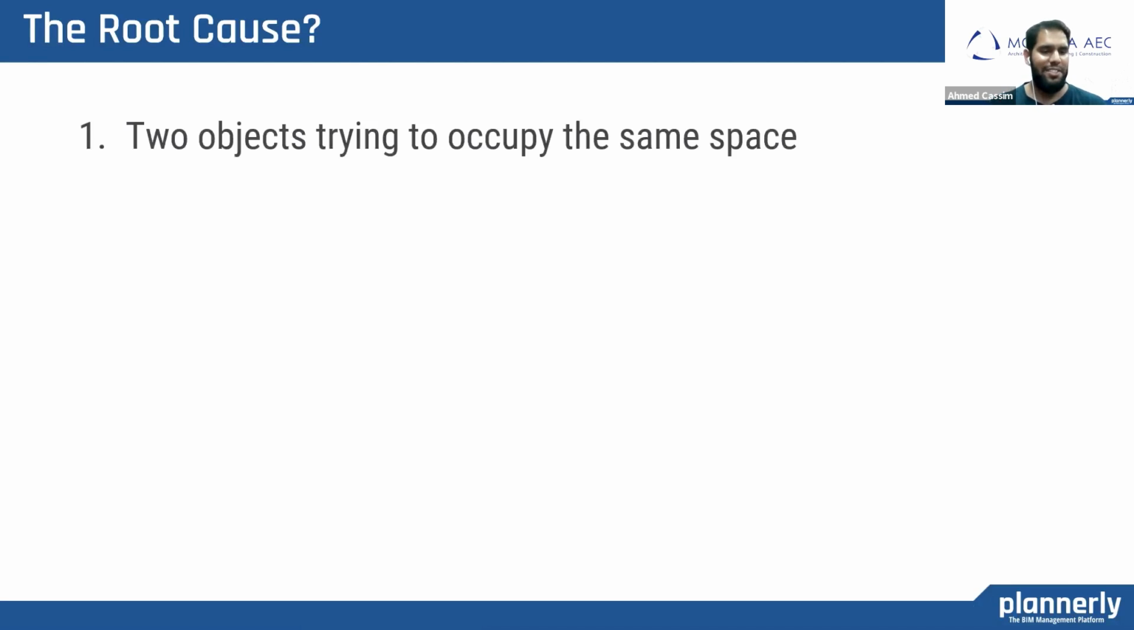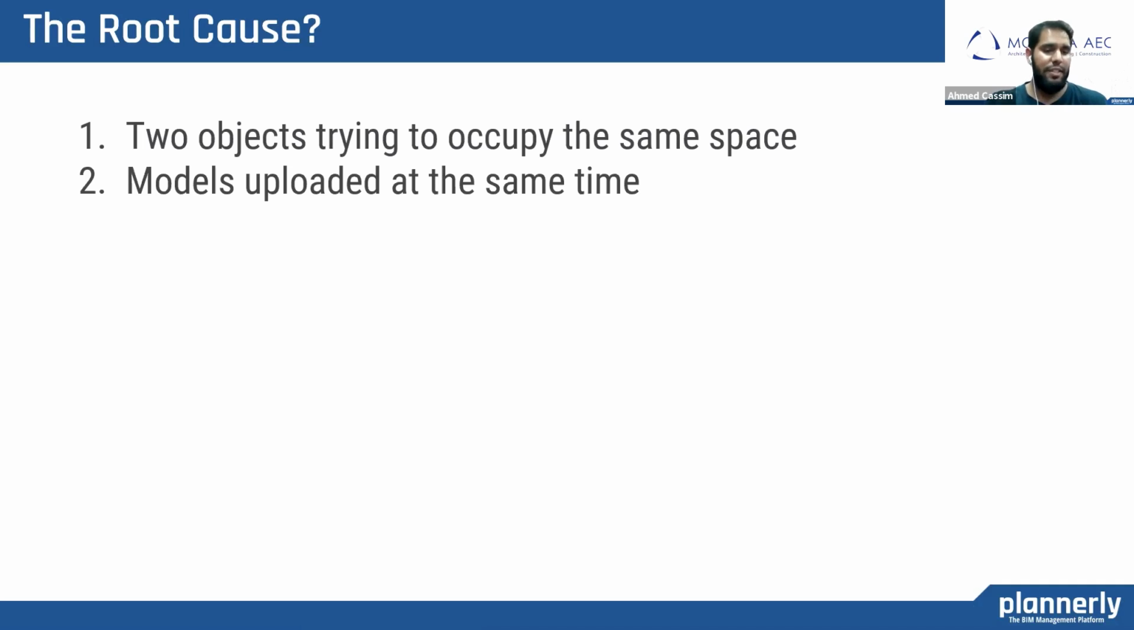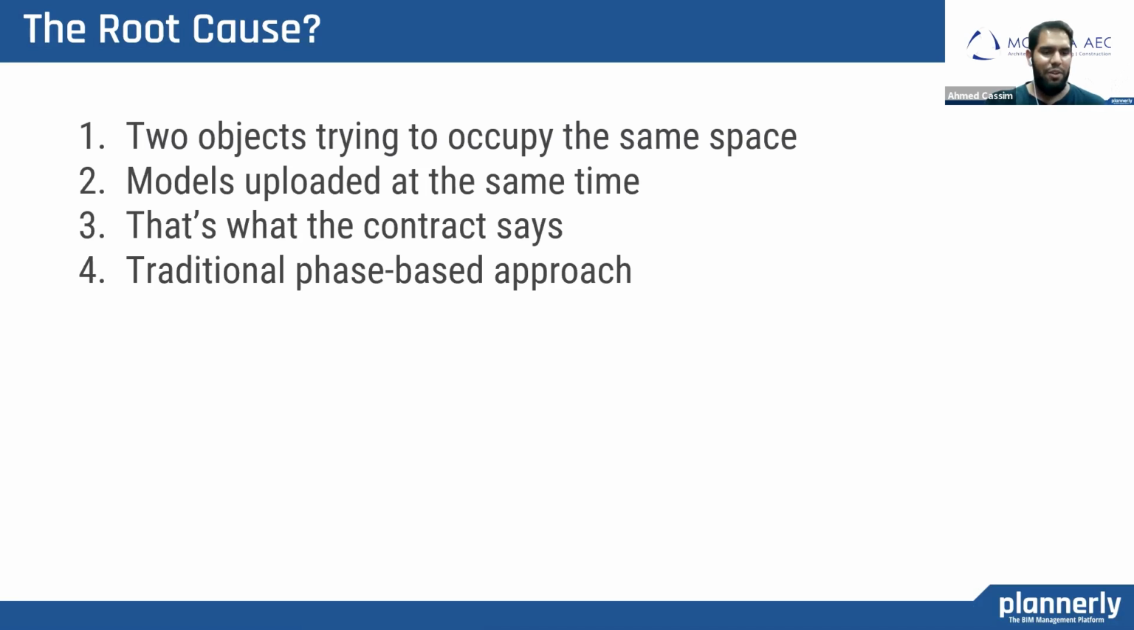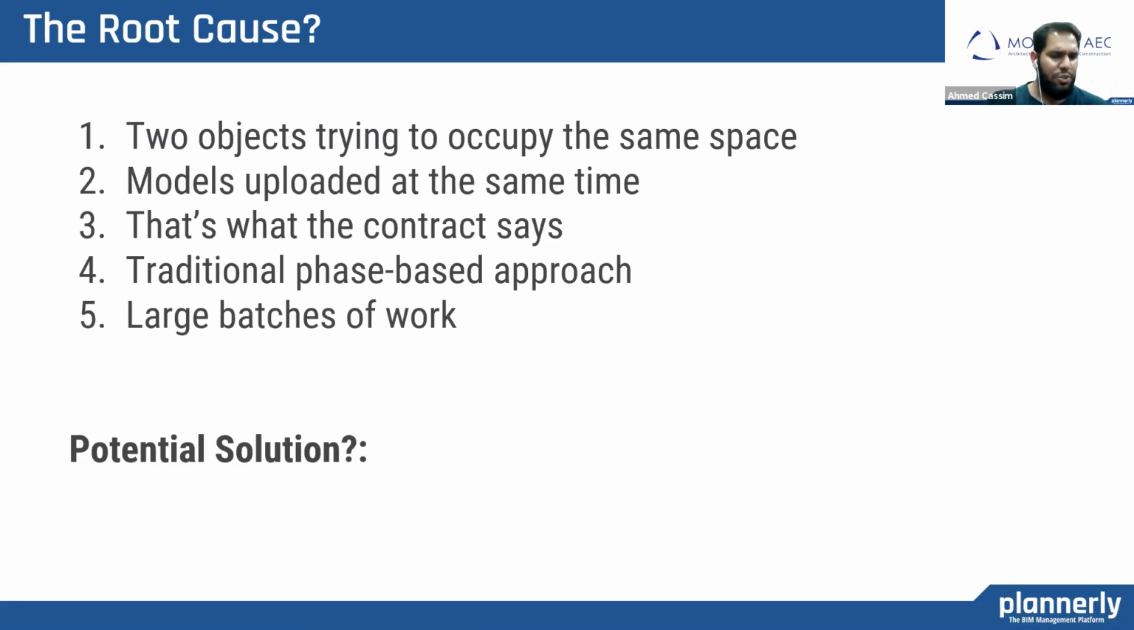We have 2 objects trying to occupy the same space, and that's what flags a clash. This is usually because the models were uploaded at the same time, because that's what the contract tells you to do, whether it is specified daily or weekly or monthly. The reason why that is, is because we are operating using a traditional phase-based workflow, and in turn, we are creating large batches of work.